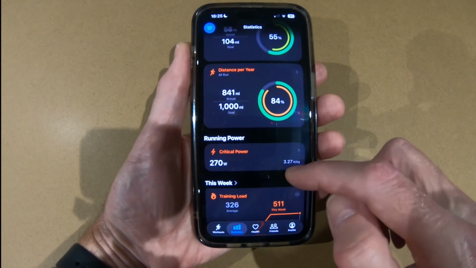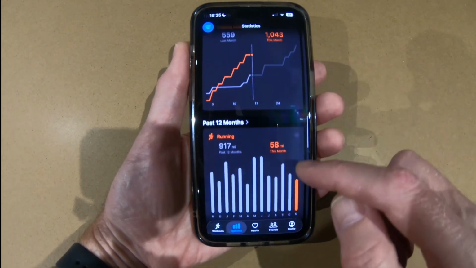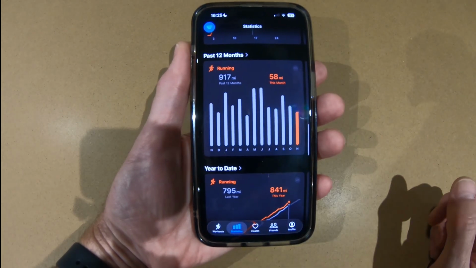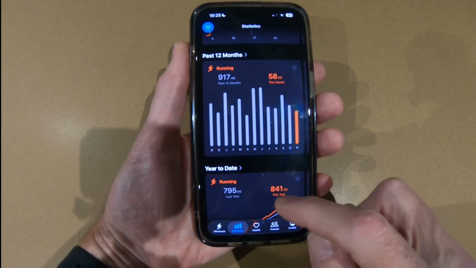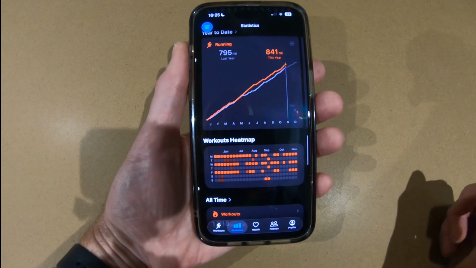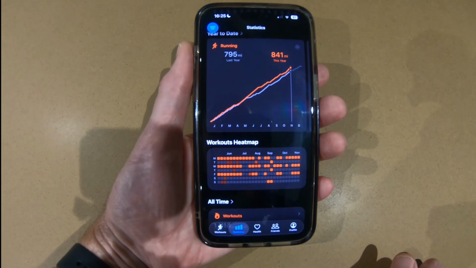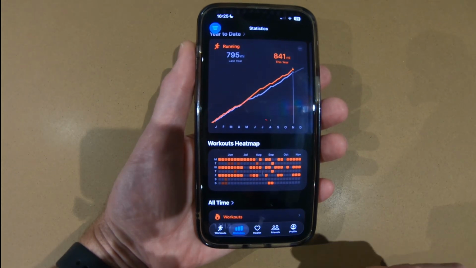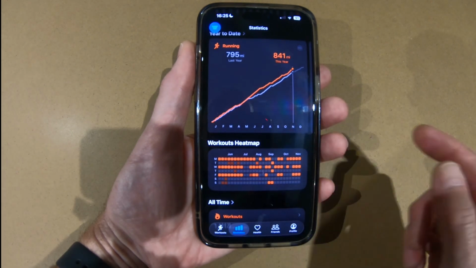Then the other statistics, and there's loads: running power, your training load for this week, this month, how far you've run in the past 12 months, so 917 in the past 12 months. This is interesting, year to date, I've run 845 miles. This time last year I'd run 795 miles. So again, I was trying to reach the 1,000, but miles behind. I was never going to make it last year.